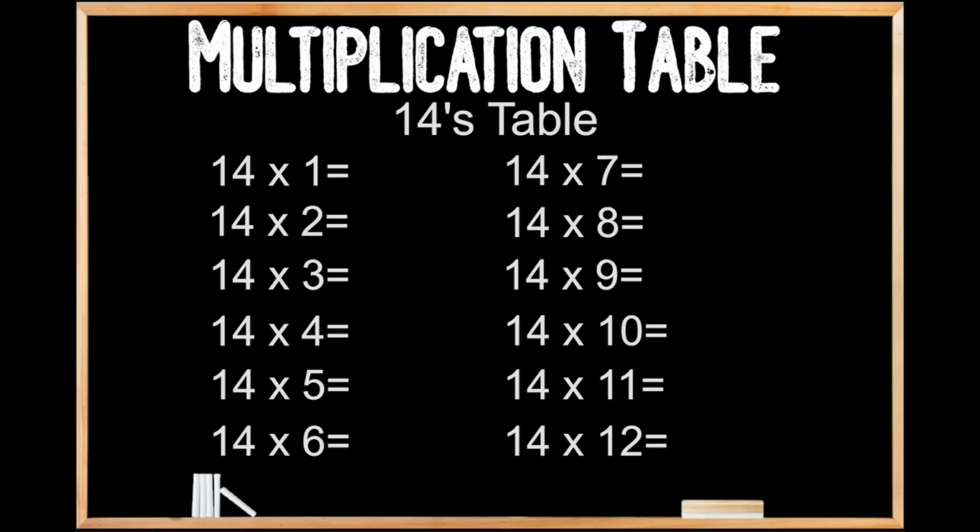14's table. 14 times 1 is 14. 14 times 2 is 28. 14 times 3 is 42. 14 times 4 is 56. 14 times 5 is 70. 14 times 6 is 84. 14 times 7 is 98.